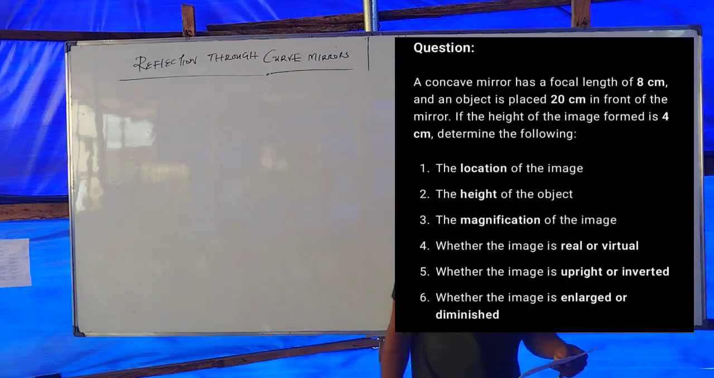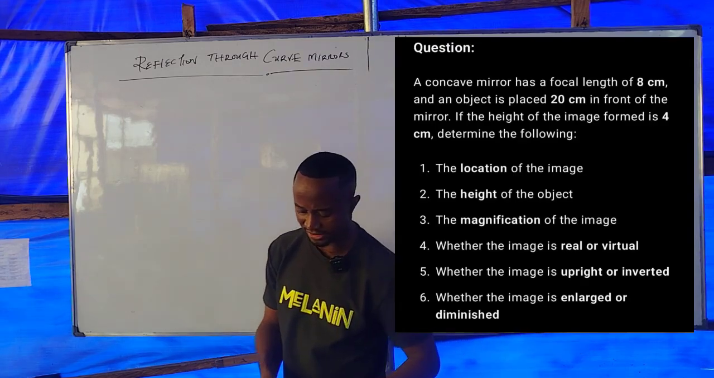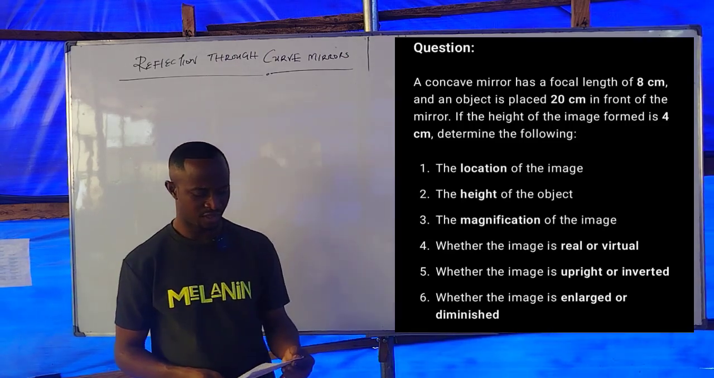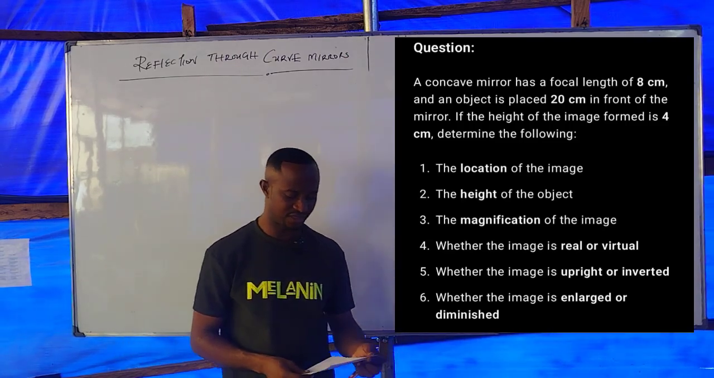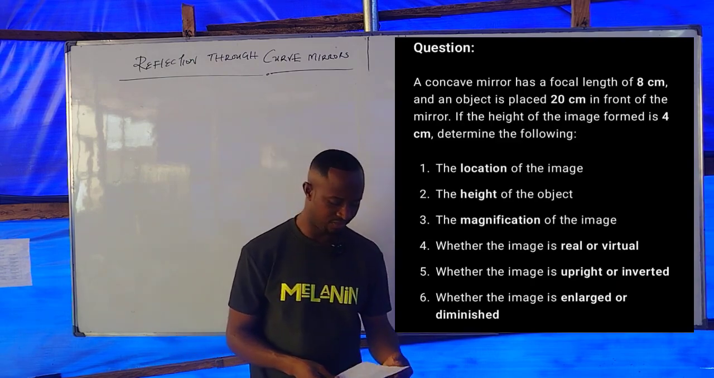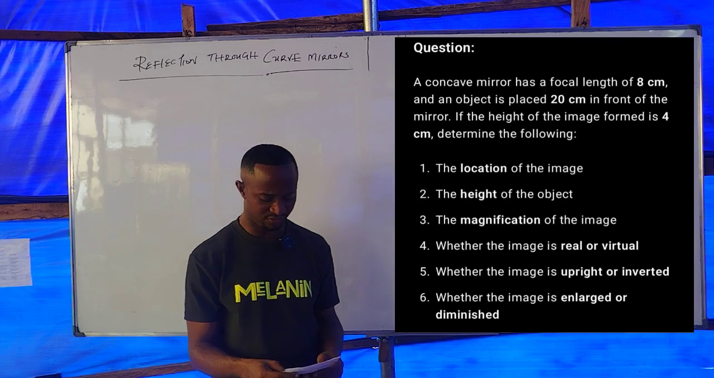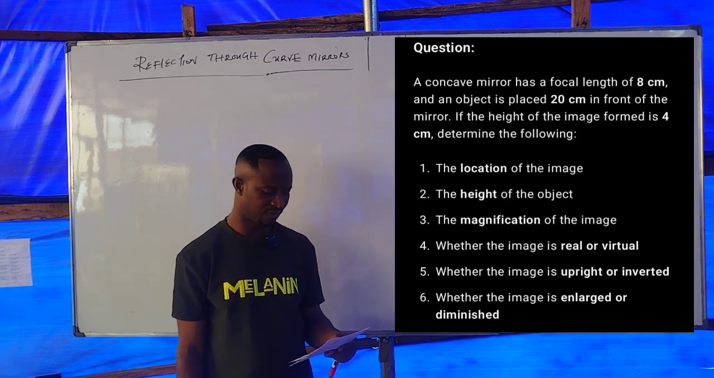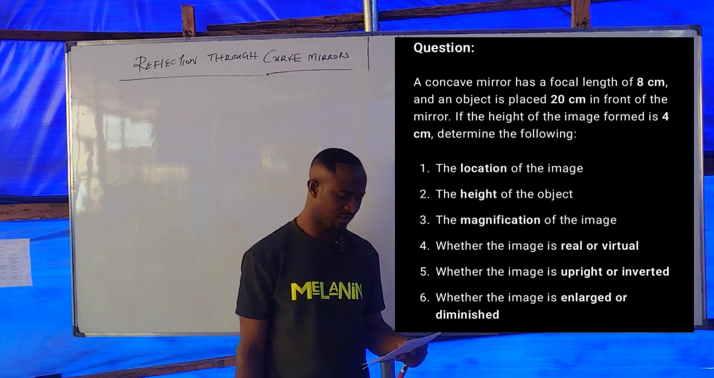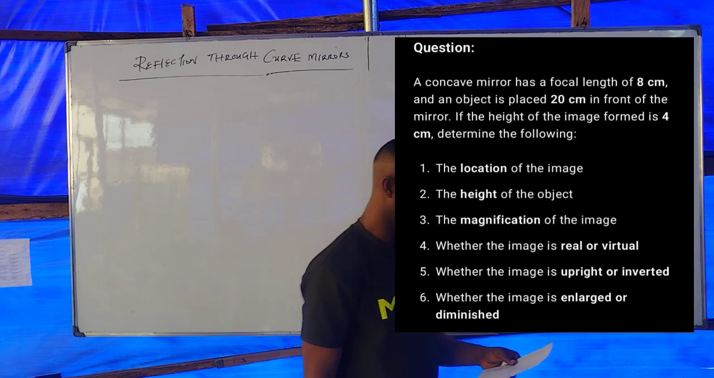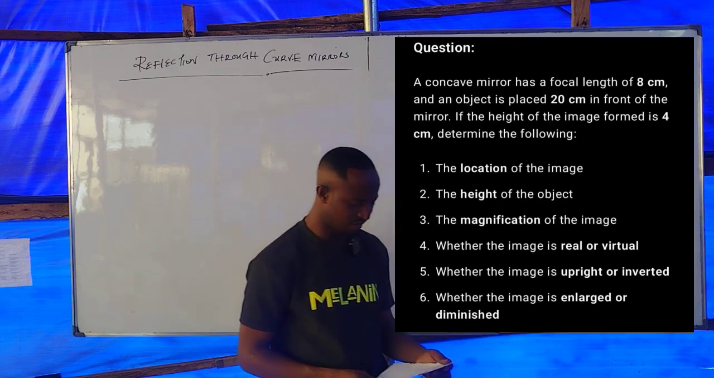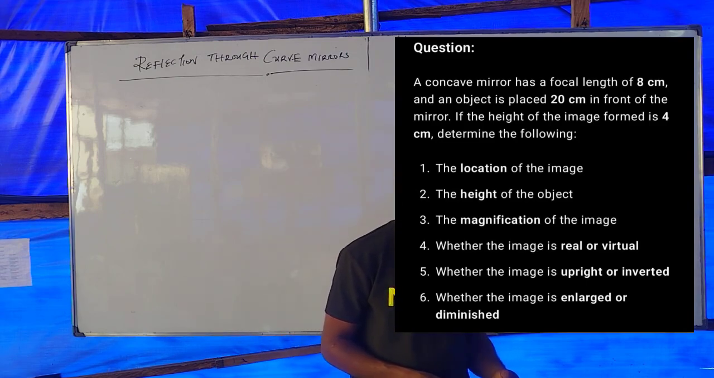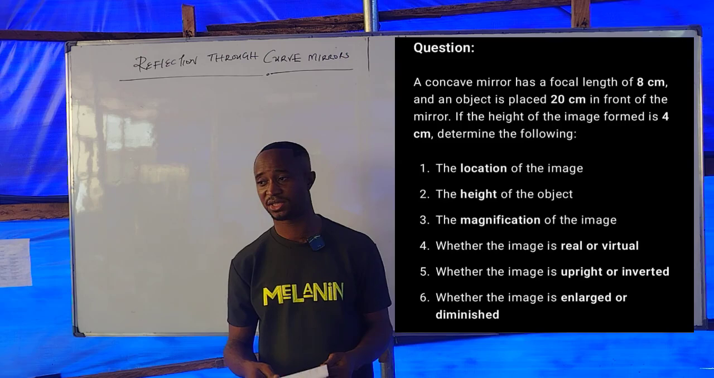Example 1. If a concave mirror of focal length 8 centimeter and an object is placed 20 centimeter away from the mirror, if the height of the image is 4 centimeter, determine number 1, the location of the image. Number 2, how tall is the image. Number 3, what is the magnification of the image? Number 4, determine if we have a real or virtual image. Number 5, is the image upright or inverted? Is the image enlarged or diminished?